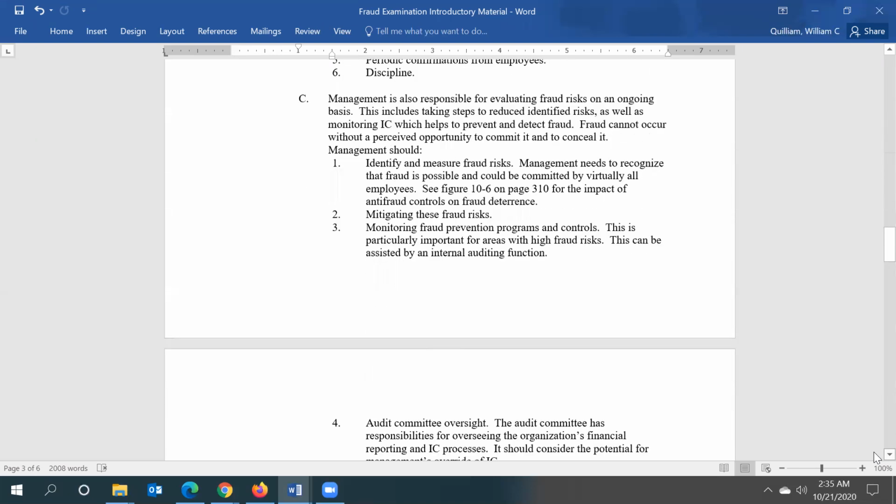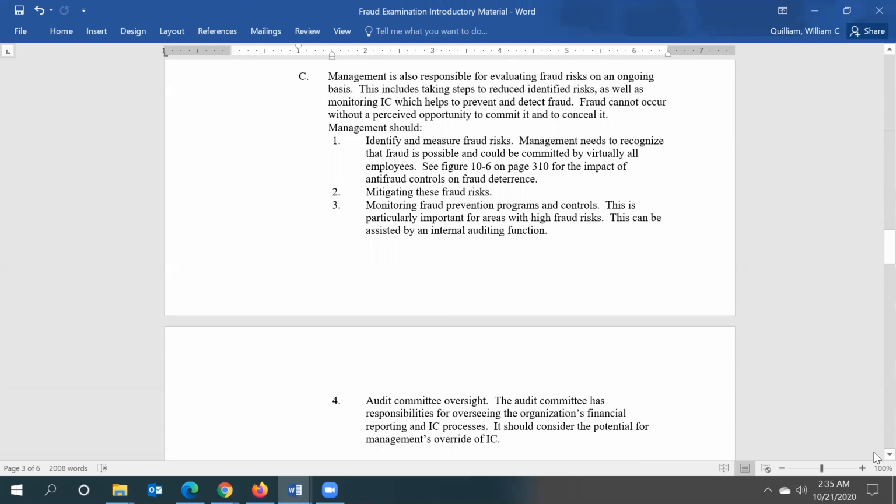Then C, management is also responsible for evaluating fraud risks on an ongoing basis. And that includes taking steps to reduce identified risks, such as information risks and hacking, as well as monitoring internal control, which helps to prevent and detect fraud. And fraud cannot occur without a perceived opportunity to commit it and to conceal it. So management should do some of the following.